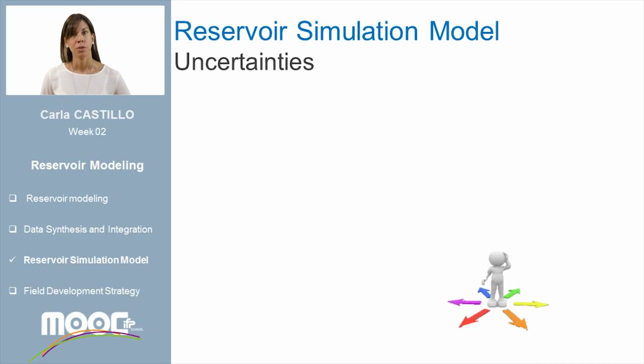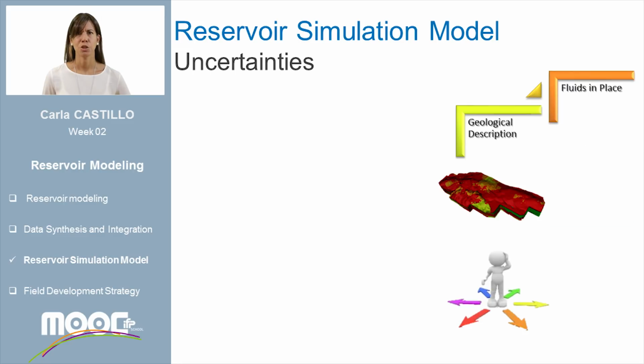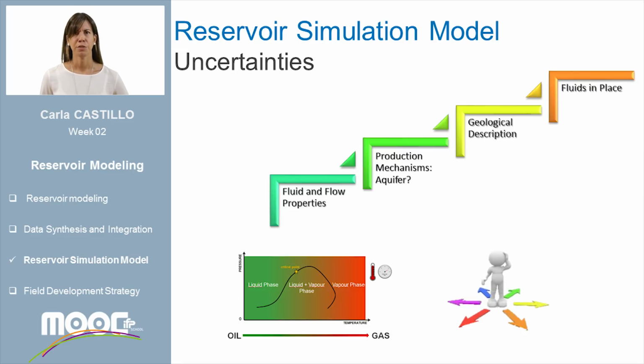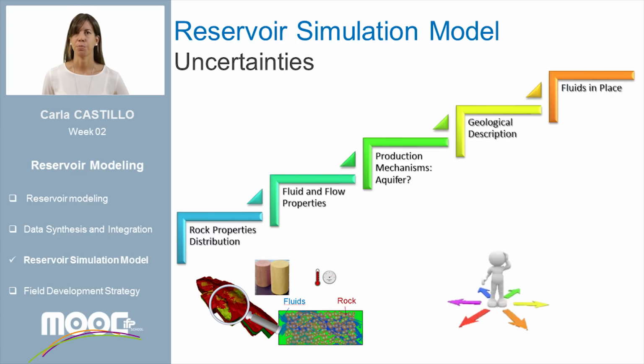As seen until now, modeling and simulation imply data interpretation and assumptions. Therefore, it's necessary to consider the uncertainties, such as the fluid in place, the geological description, the presence of an active aquifer, the fluid and flow properties, and the rock properties distribution. These uncertainties represent the risk of the project and might be reduced by carrying out seismic surveys, drilling appraisal wells, conducting well tests, etc.